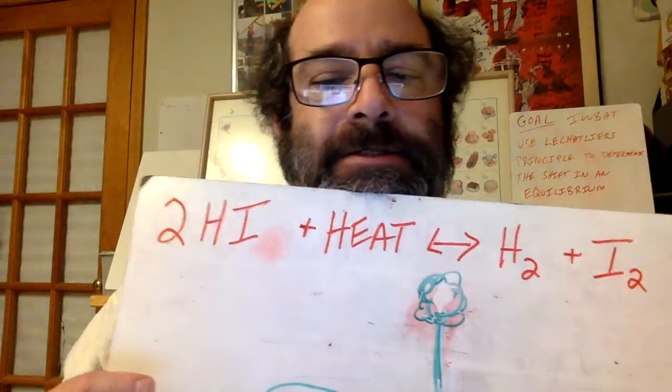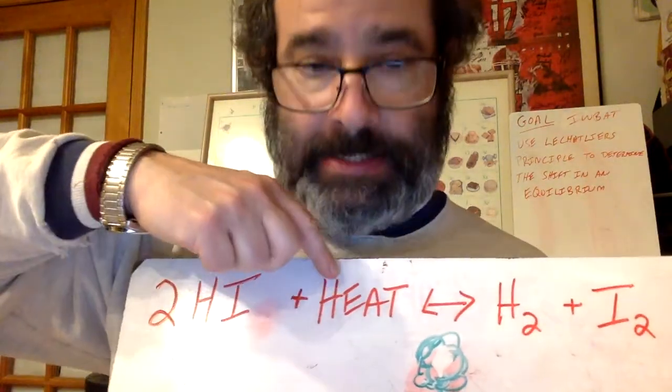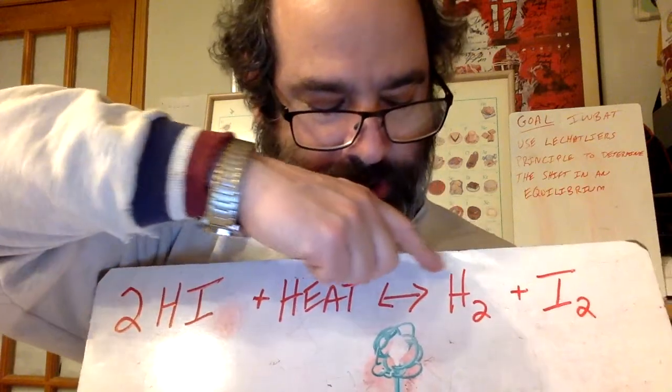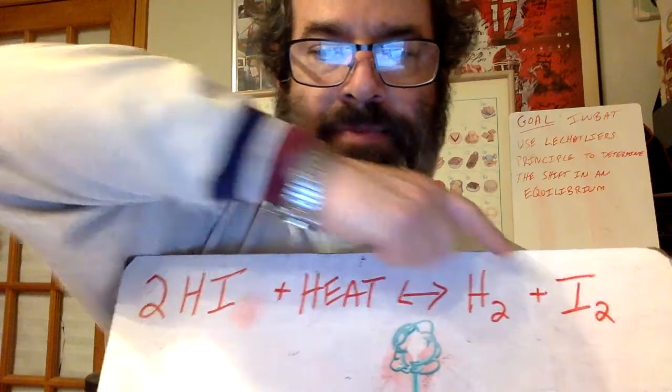Okie dokie. So here's our equilibrium. Let's take a look at it. So we've got 2HI on this side plus heat makes H2 and I2. These are the reactants, these are the products.